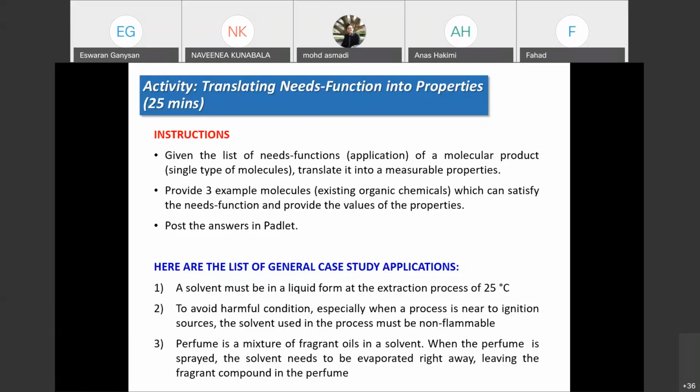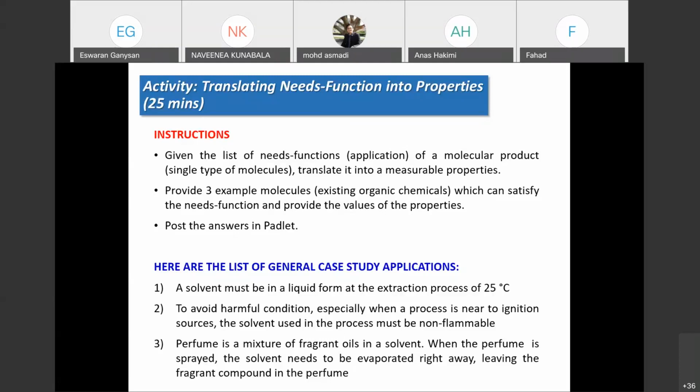Given a list of need function, for example, it could be evaporate. For example, this one: solvent must be in liquid form at the extraction process of 25 degrees C. That one is a needs function. The solvent is a single type. Provide the example of molecules. For example, you use acetone or maybe methanol, or maybe ethanol.